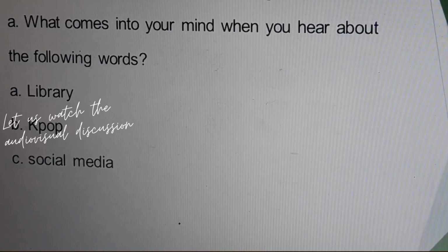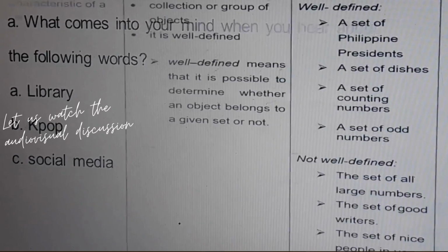So you're given time, by the way, to perform the activity entitled Identify Me. Question: what comes to your mind when you hear the following words? Letter A, the library. B, K-pop. Letter C, social media. So at least you're given ample time to perform that activity. Let's continue.